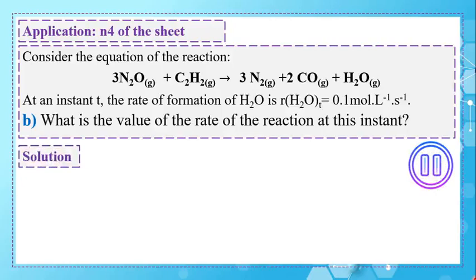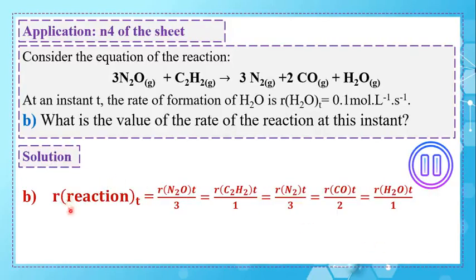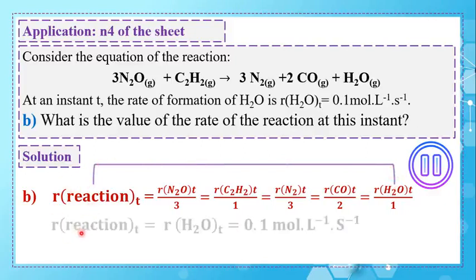The solution of this part is the rate of the reaction at instant T is equal to the rate of disappearance of the reactants over their stoichiometric ratio equal to the rate of formation of the products over the stoichiometric ratio. We will use this one to calculate the rate of the reaction, which will be equal to the rate of formation of H2O equal to 0.1 mole, liter minus 1, second minus 1.